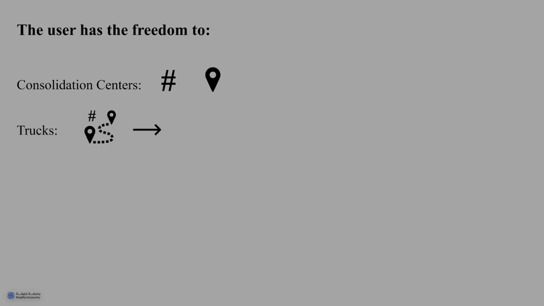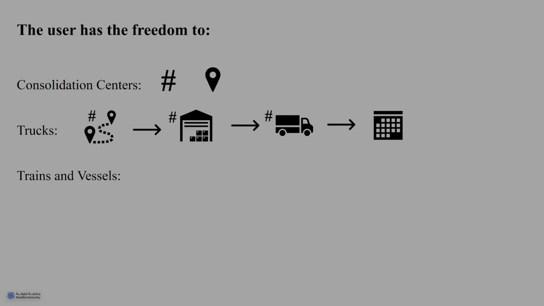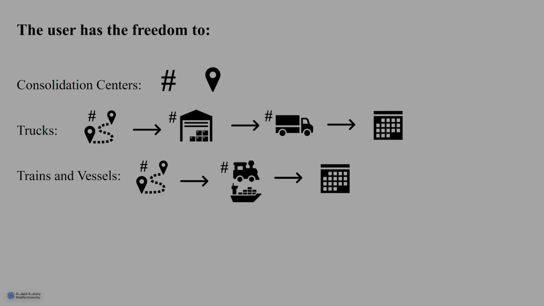In our model, the user has the freedom, with respect to consolidation centers, to determine the number and location of consolidation centers. With respect to trucks, determine the number of truck routes, consolidation centers within each route, number of trucks per route, and truck schedule. With respect to trains and vessels, the user can determine the GIS paths of the trains and vessels, the number of trains and vessels per route, and the train and vessel schedule.